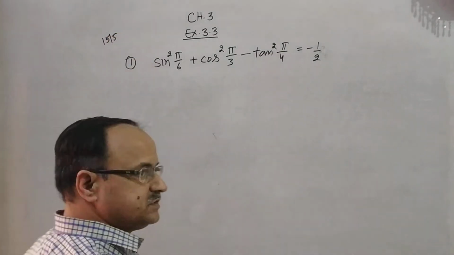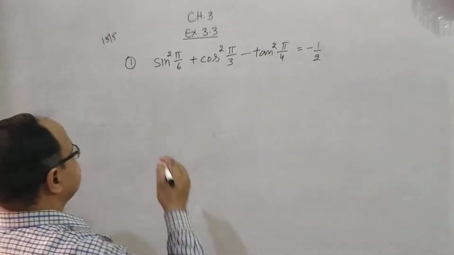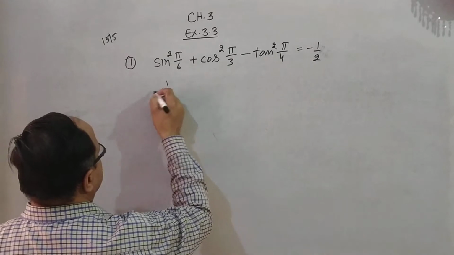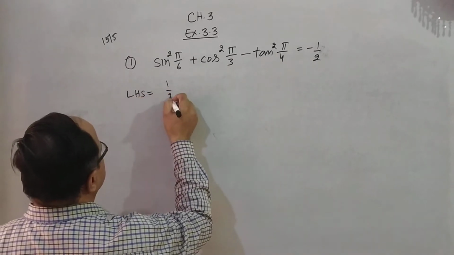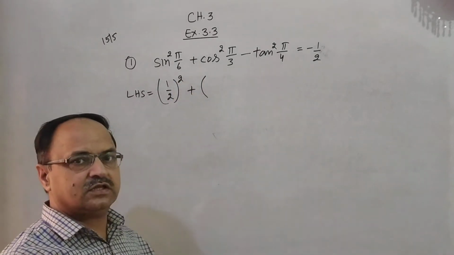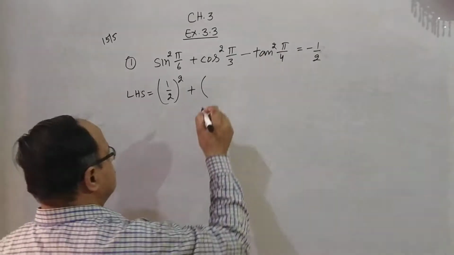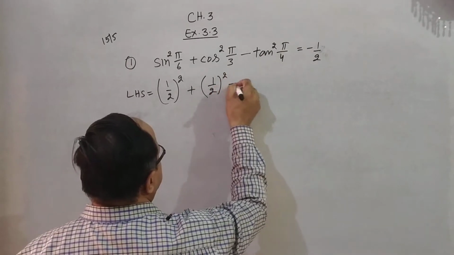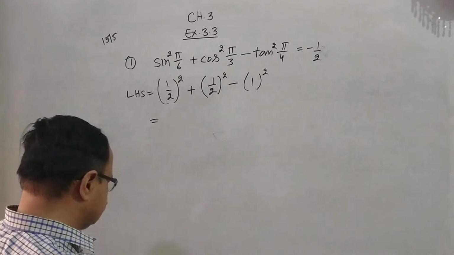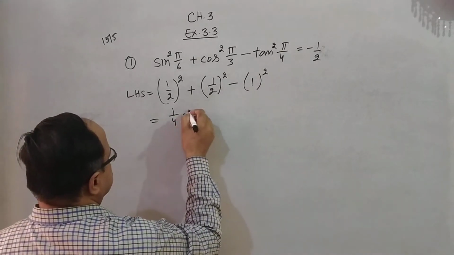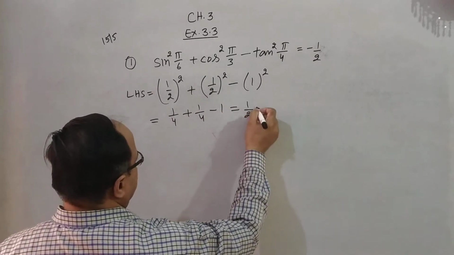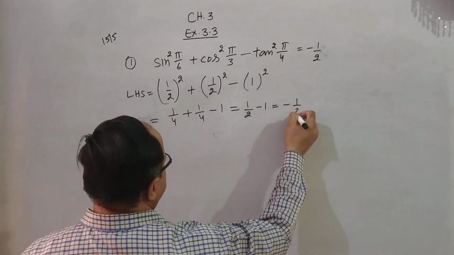Clear? Simple question, just put the value, you know very well. Pi by 6 means 30. Sin 30, value of sin 30, 1 by 2. 1 by 2 whole square plus cos 60, value of cos 60, 1 by 2 whole square minus tan 45, 1. When you simplify, 1 by 4 plus 1 by 4 minus 1. 1 by 4 plus 1 by 4 is 1 by 2, minus 1. That is minus 1 by 2.